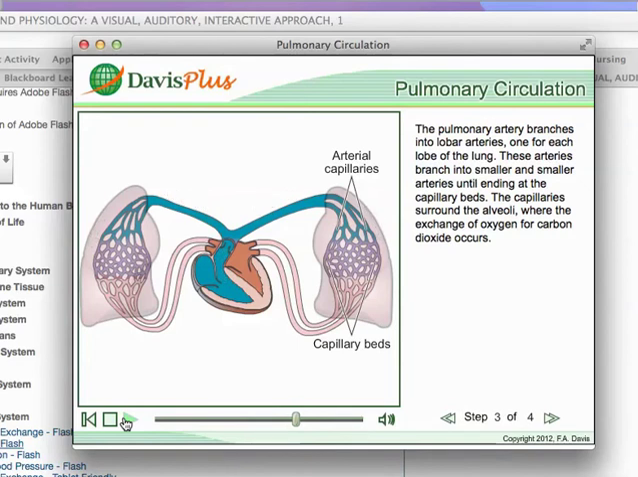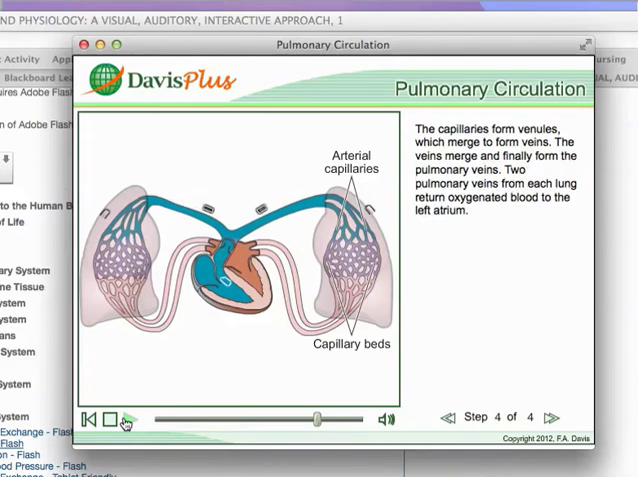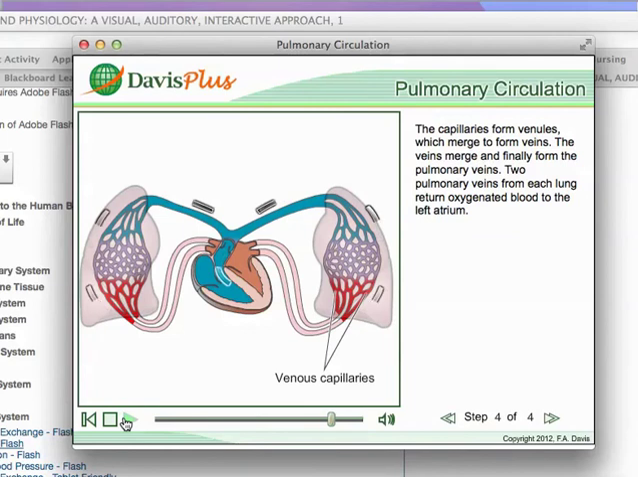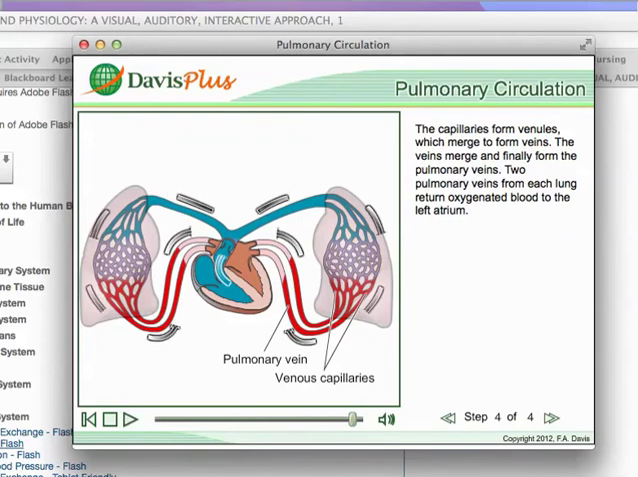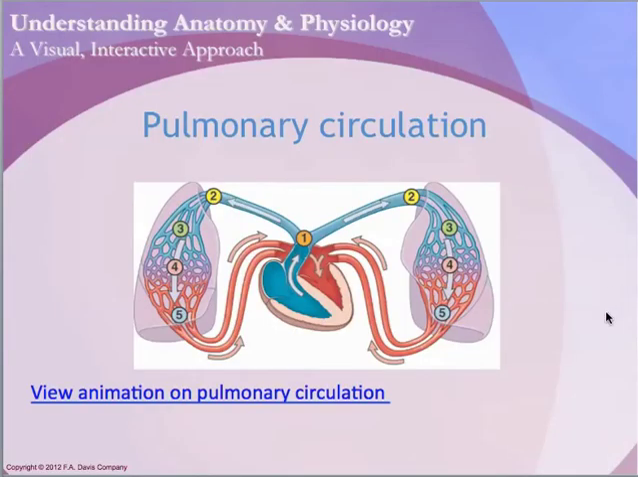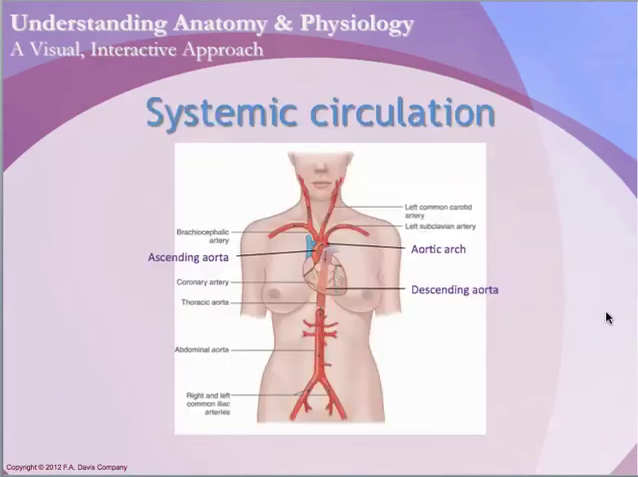These arteries branch into smaller and smaller arteries until ending at the capillary beds. The capillaries surround the alveoli, where the exchange of oxygen for carbon dioxide occurs. The capillaries form venules, which merge to form veins. The veins merge and finally form the pulmonary veins. Two pulmonary veins from each lung return oxygenated blood to the left atrium. So in the next chapter, we'll learn more about what really happens in the alveoli in the lungs. But for now, you need to know these steps.